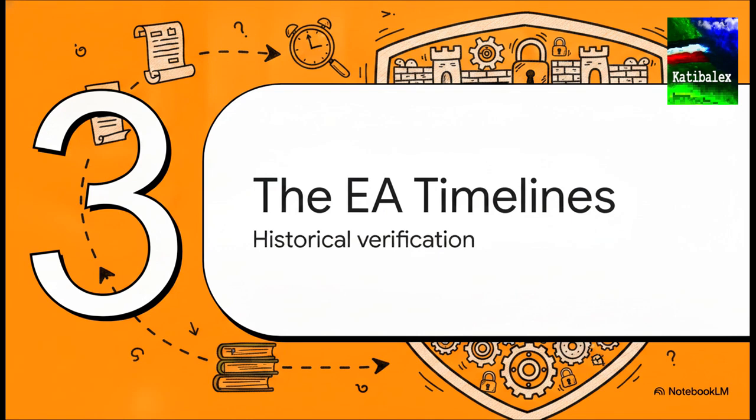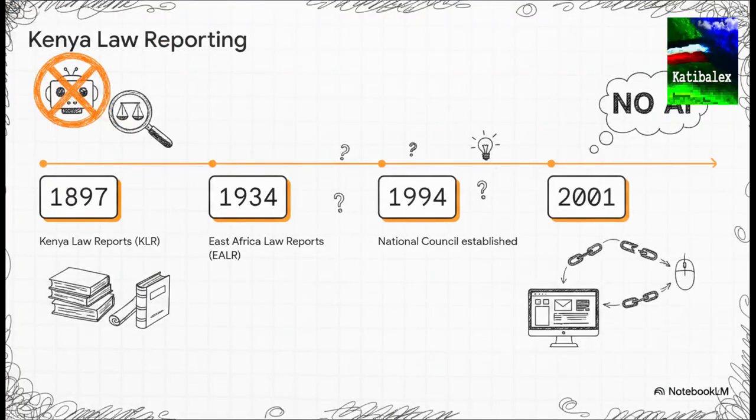Which brings us to Section 3, the East Africa timelines. This is your historical verification toolkit. These dates aren't just legal history trivia. They are the exact facts that expose a hallucination. Take a look at this timeline for Kenya. The official digital platform, EKLR, only launched post-2001. Before that, you had KLR, and earlier, the East Africa Law Reports.